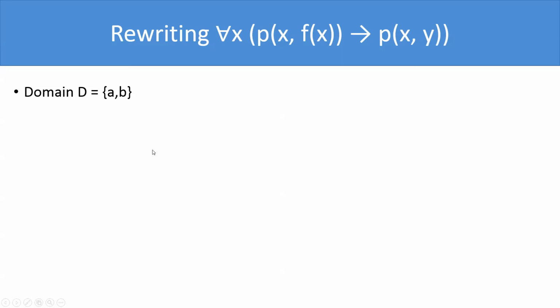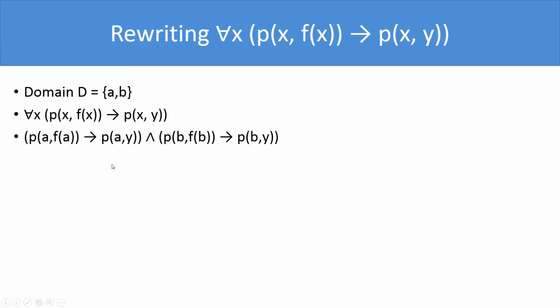Alright, so we're going to rewrite the formula. Again, we've got our domain D equals A and B. And then this is our well-formed formula. So we know that when we get rid of the for all, that's going to break down kind of like this here. This is kind of the first step.